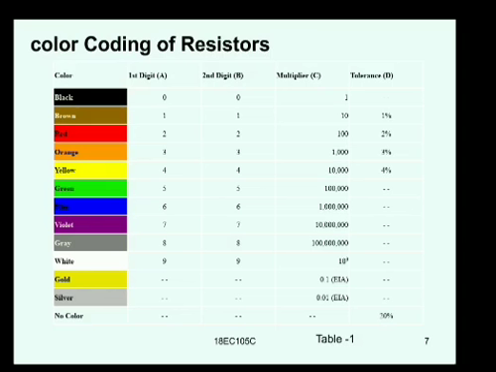This is the color code that is used for coding of the resistors. The colors are black, brown, red, orange, green, blue, violet, gray, white. The other colors are gold, silver and no color. Well, we'll get into the details and we'll also work on that. This is just for info.